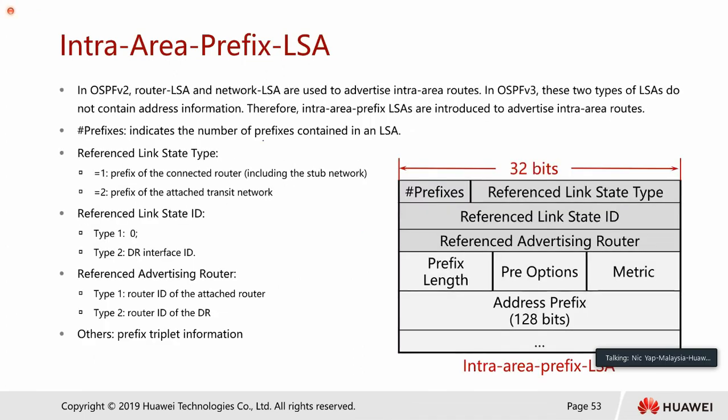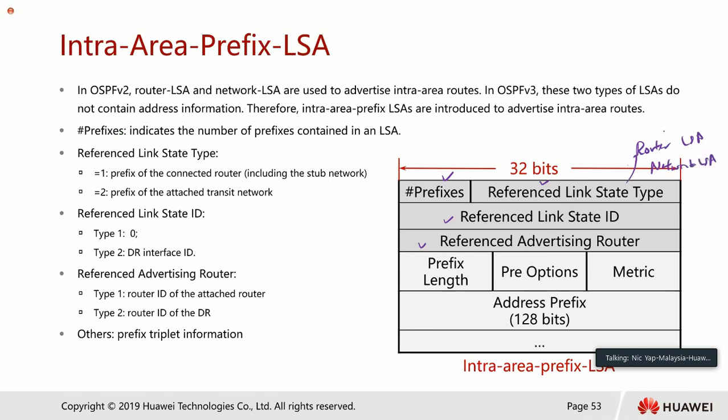When compared with OSPFv2, router LSA and network LSA are used to advertise intra-area routes. In OSPFv3, these two types of LSA do not contain address information, as I mentioned just now. That's why they need to combine these two into the intra-area prefix LSA. Inside the intra-area prefix LSA, they will tell you how many prefixes you're sending, the reference link state type, reference link state ID, and reference advertised router. This reference points back to the type 1 or type 2, the router LSA or the network LSA.